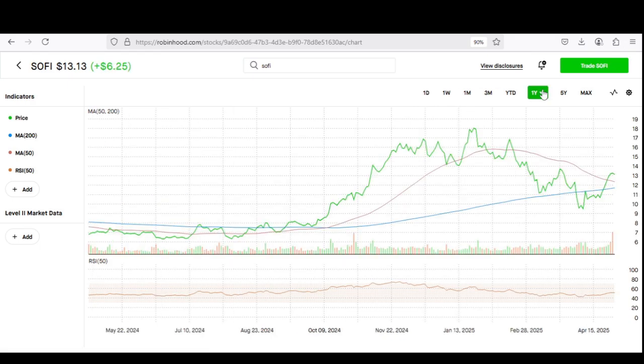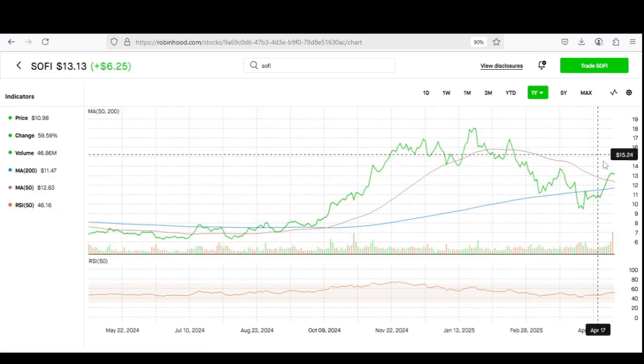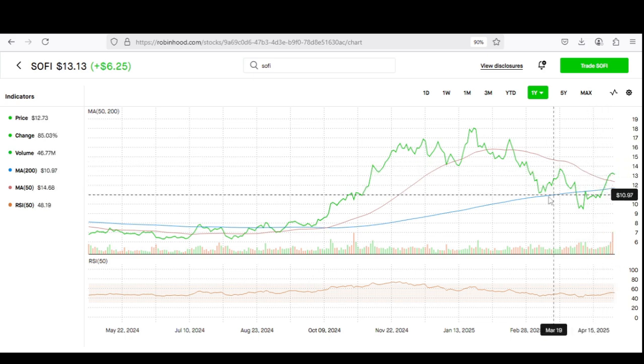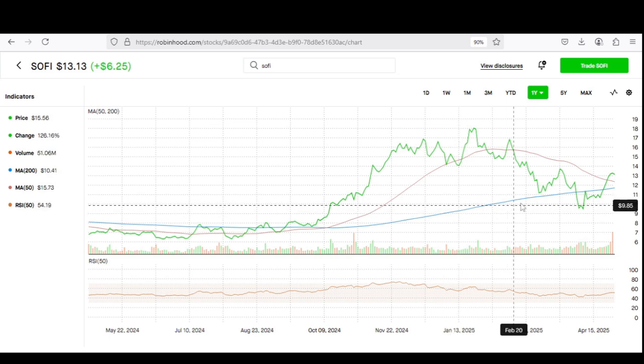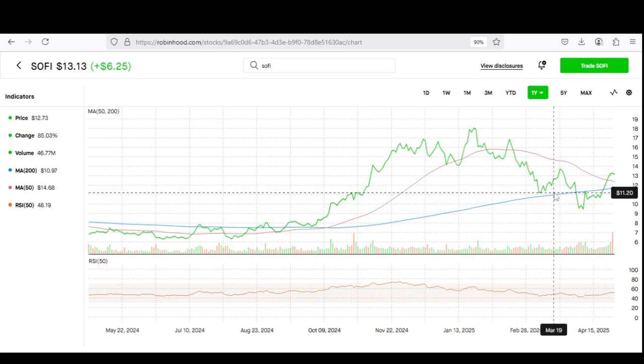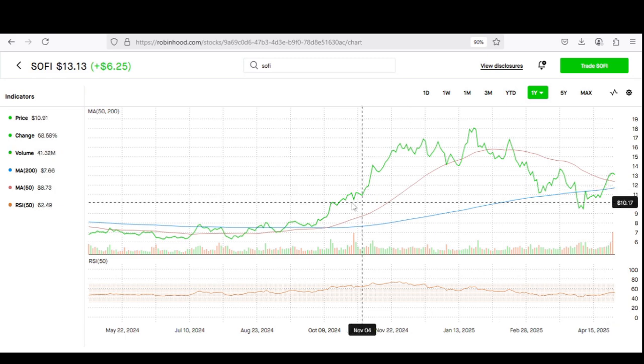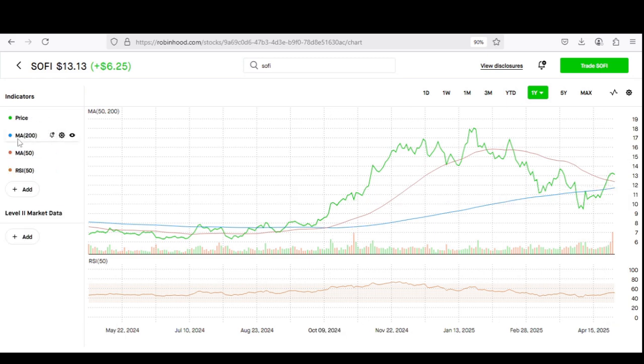And what we're looking for is to see where the current price is trading compared to the 200-day moving average. Now, this blue line you see here is the 200-day moving average. What that shows you is where the stock has been trading for the last 200 days. Currently, you could see that SoFi should be trading around the $12 mark within 200 days. The 200 day is going to be right here, the MA200.